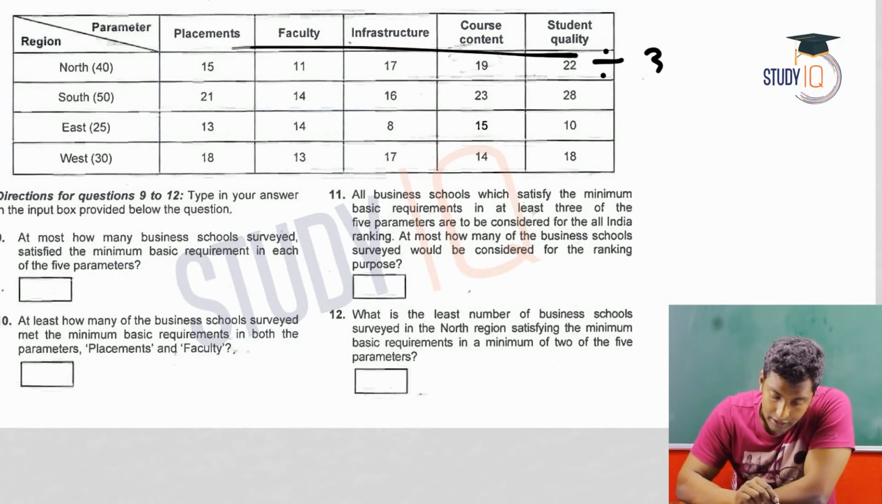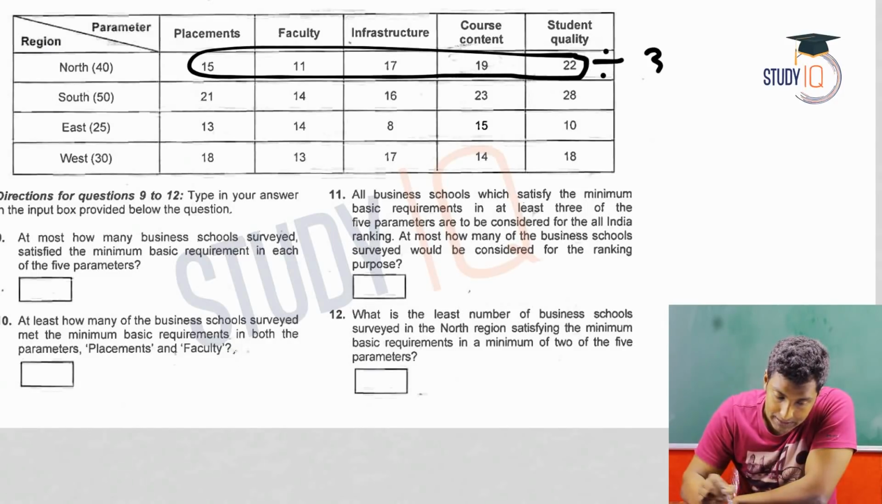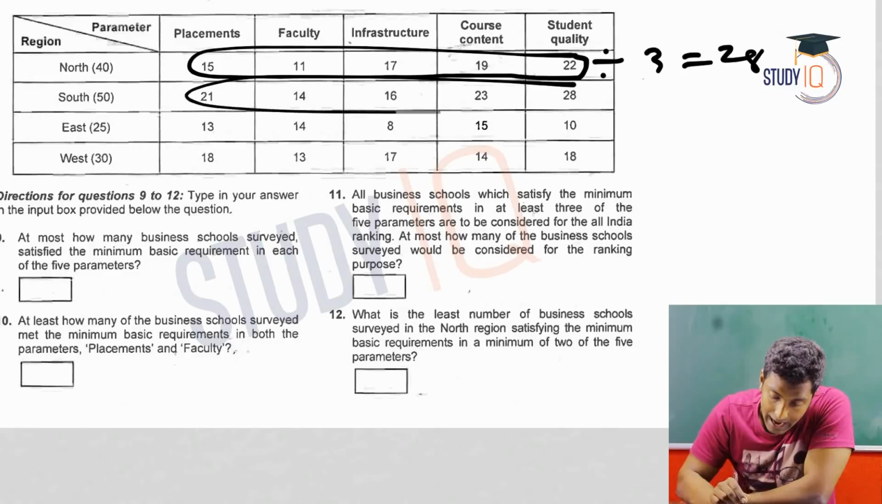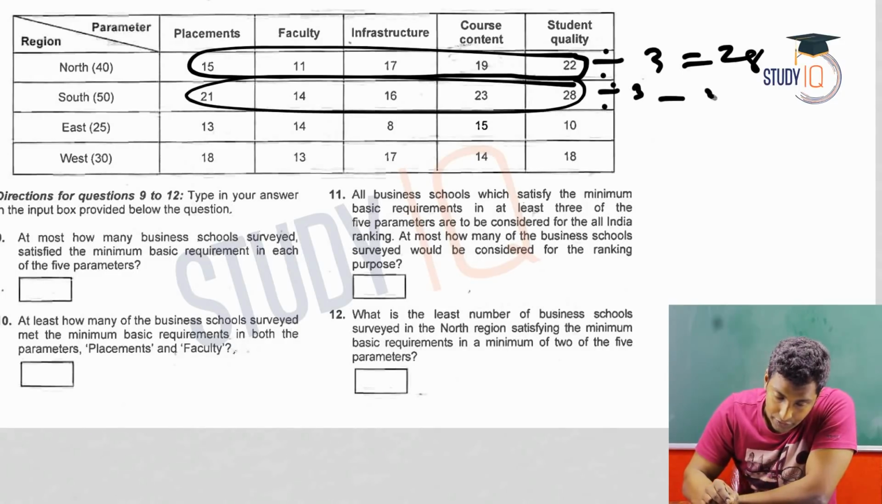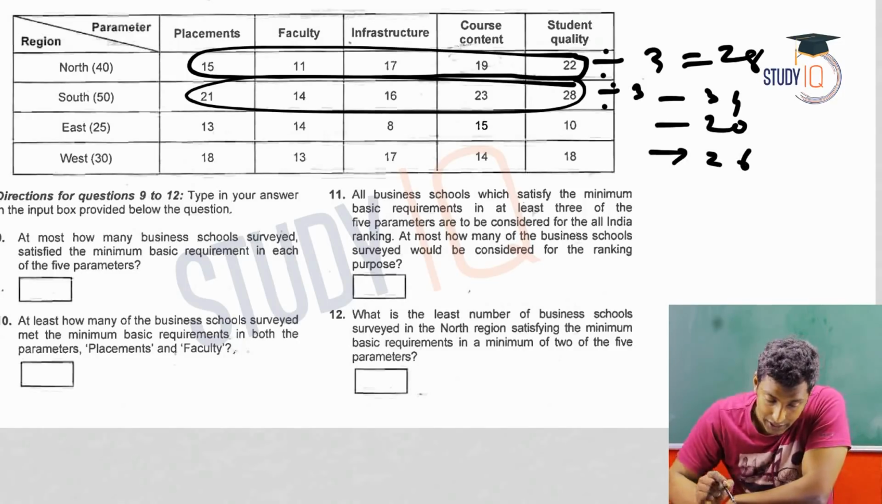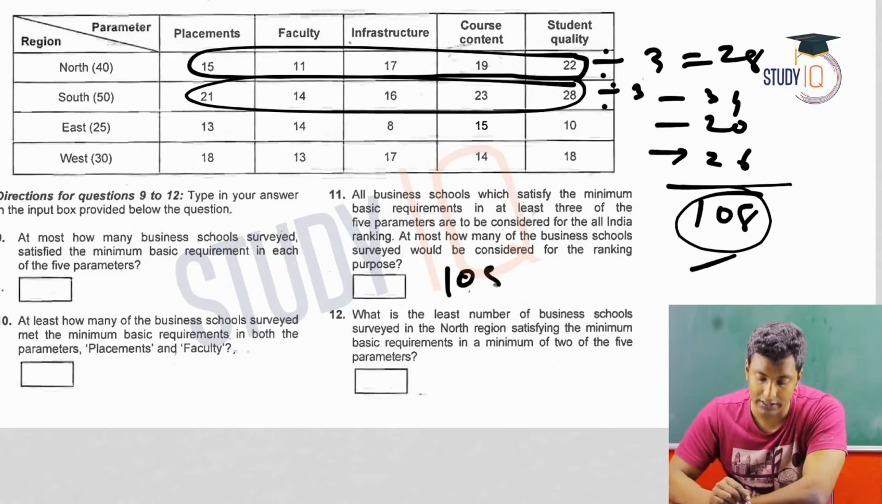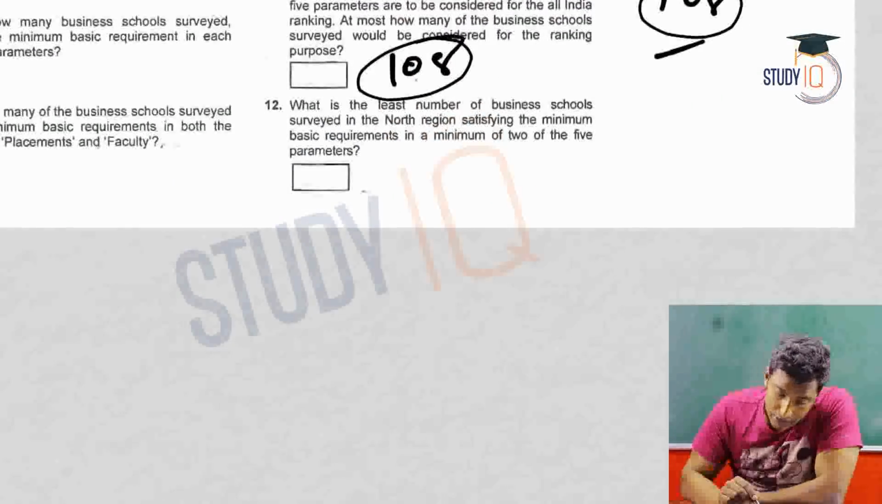Add everything. 15 plus 11 plus 17 plus 19 plus 22 divided by 3, you'll get 28. Okay, this also you can add and divide by 3, you will get 34. Here also you do the same and you'll get 20. Here also you'll get 26, and you do everything, you'll get 108, and that's your answer. 108.